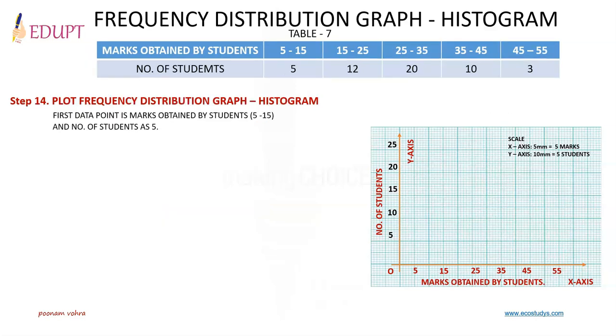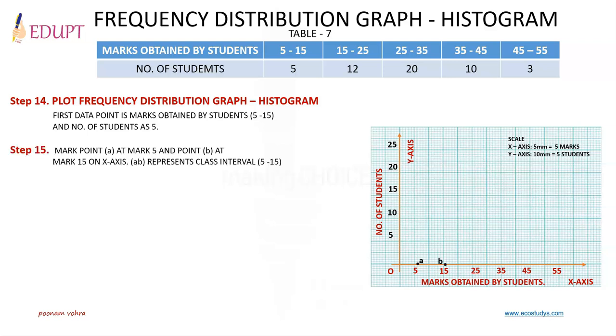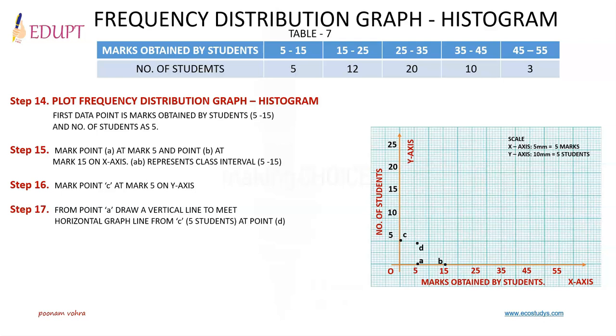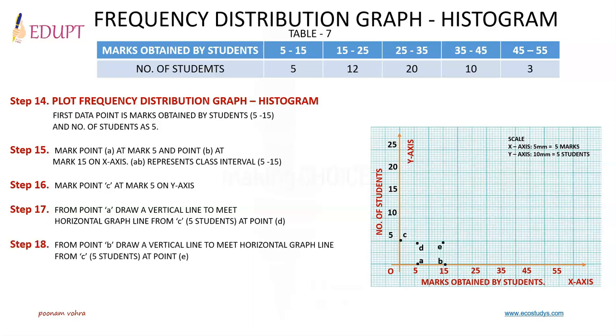Now you need to plot first data point to make a histogram. We have seen that first class interval is 5 to 15 with 5 students. So we have points A and B representing 5 to 15, and you can mark a point C at 5 on y-axis and draw a vertical line to meet horizontal graph line from C at point D. From point B, draw a vertical line to meet the horizontal graph line from C at point E.